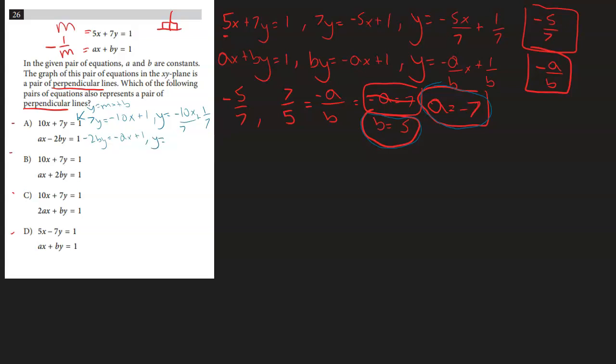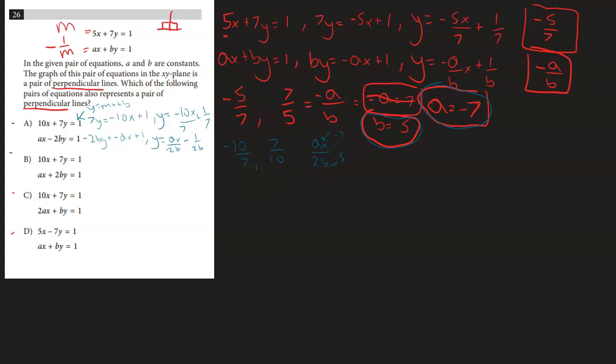Do that to the bottom line, and we know that's negative 2by equals negative ax plus 1. That's going to mean y equals ax over 2b minus 1 over 2b. And so we have to check if they're inverses. The first equation's slope is negative 10 over 7, and the inverse of that would be a positive 7 over 10. So now we have ax over 2b. We know a is negative 7, and b is positive 5.